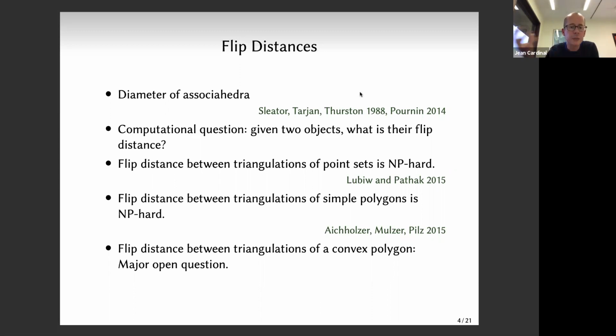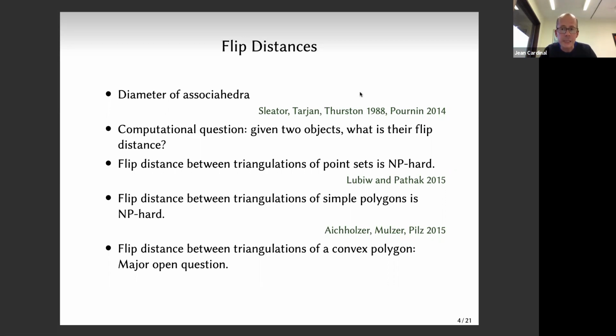Now we are interested in the computational question on another kind of flip graph. The computational problem is, if I give you 2 objects, what is their flip distance? What is the minimum number of flips, of those local operations, that you have to do to transform the first one into the other, okay? It's known to be NP-hard for triangulations of point sets in the plane where you perform those geometric flips, but not for convex point sets, right? For point sets in convex position, this is the flip distance on the associahedron. And that's a major open question.